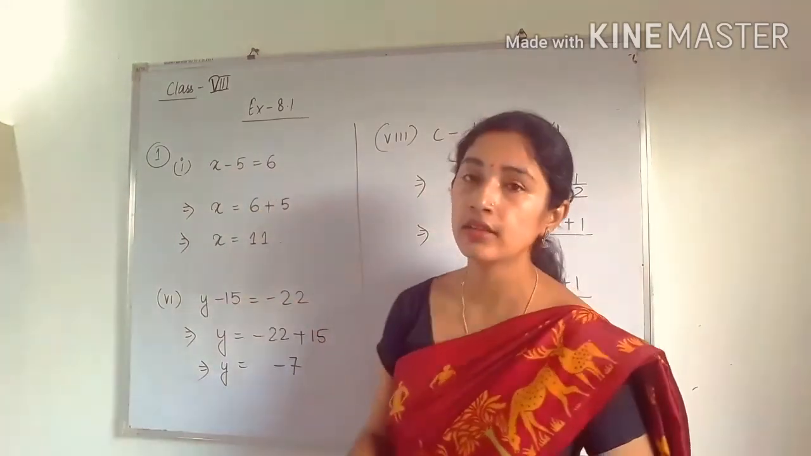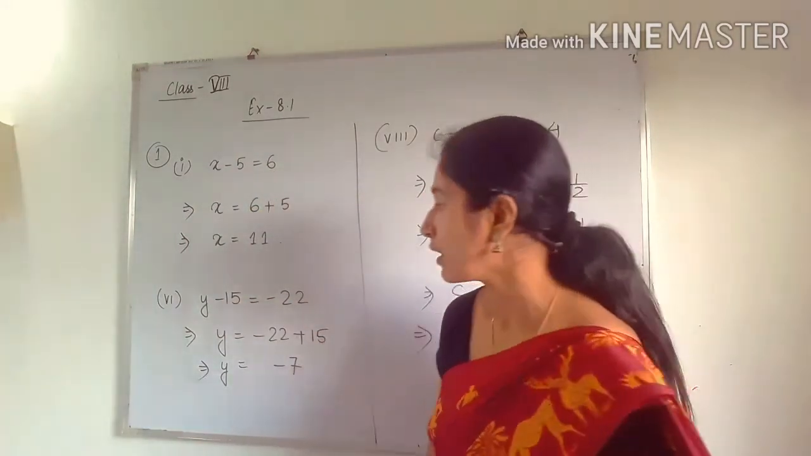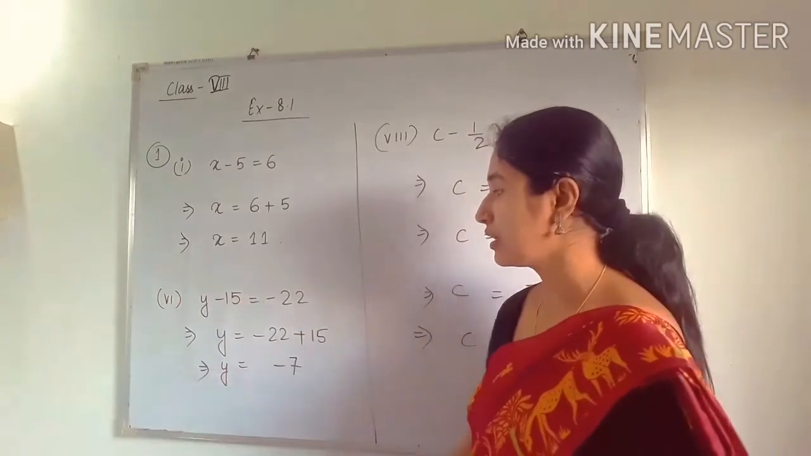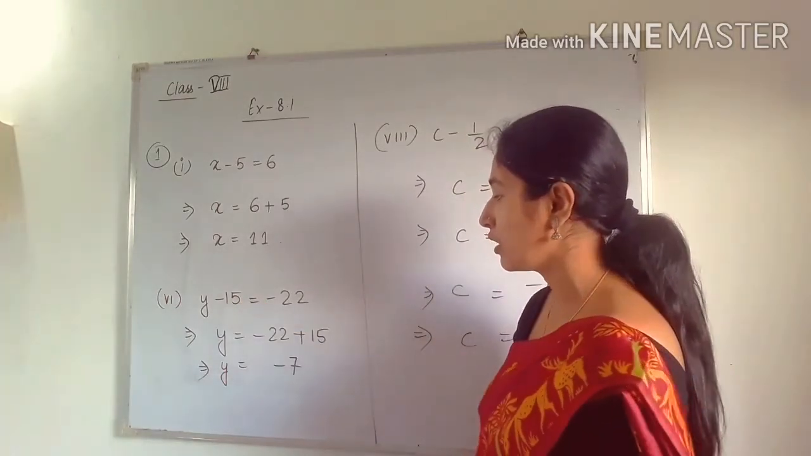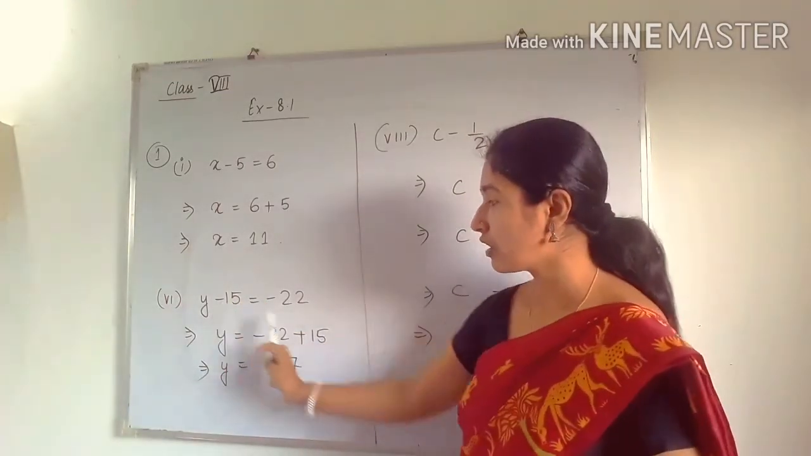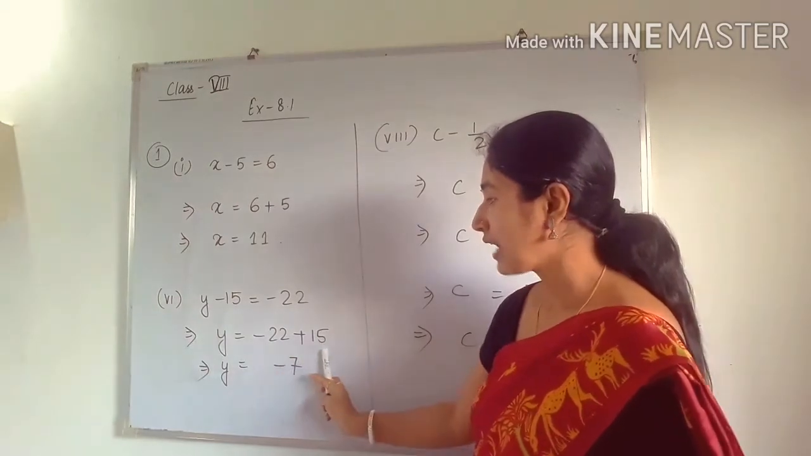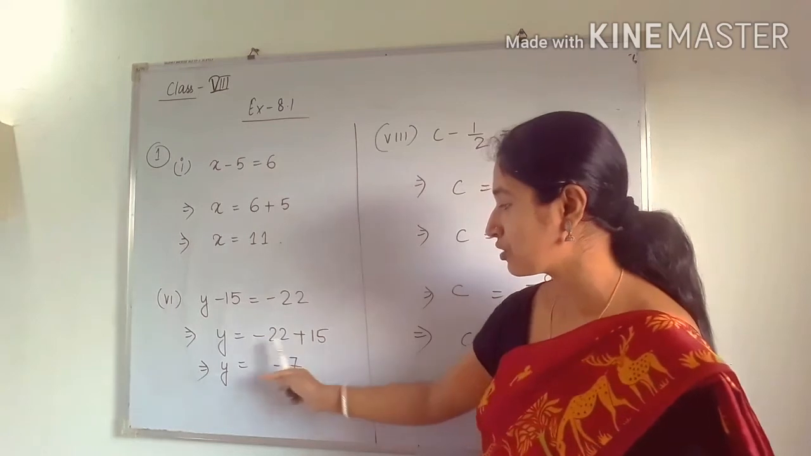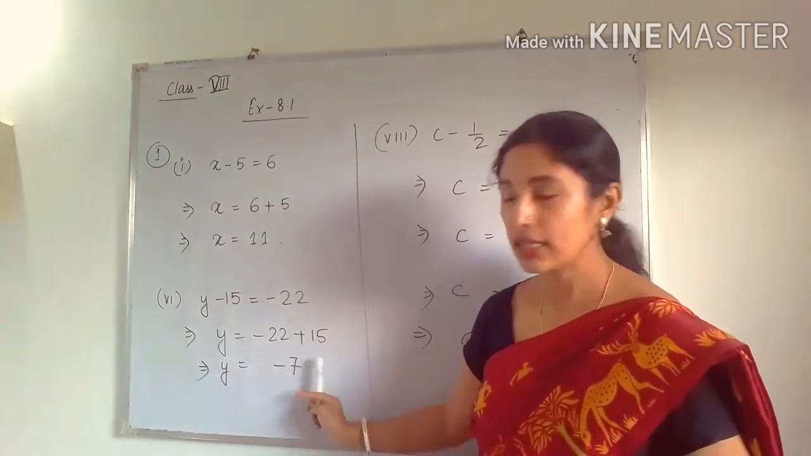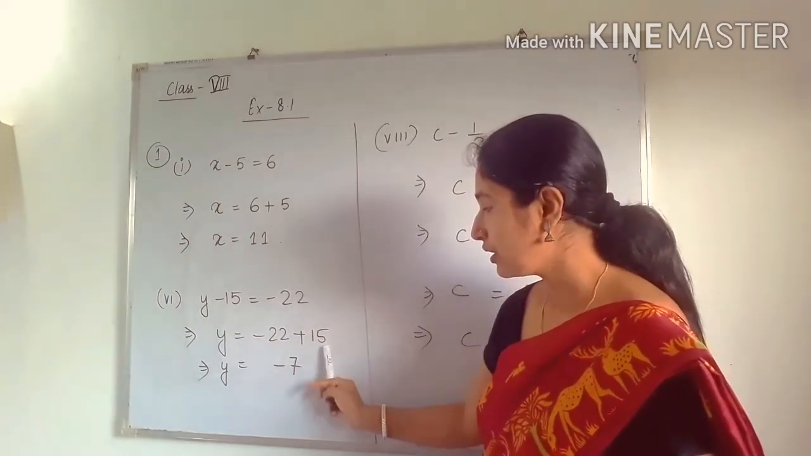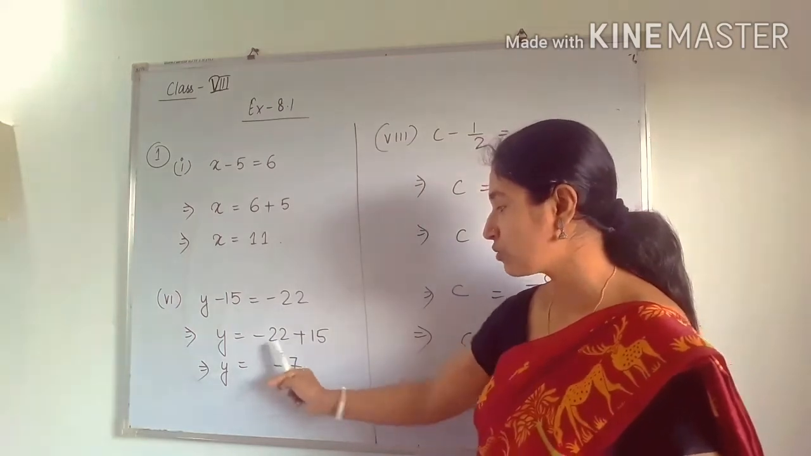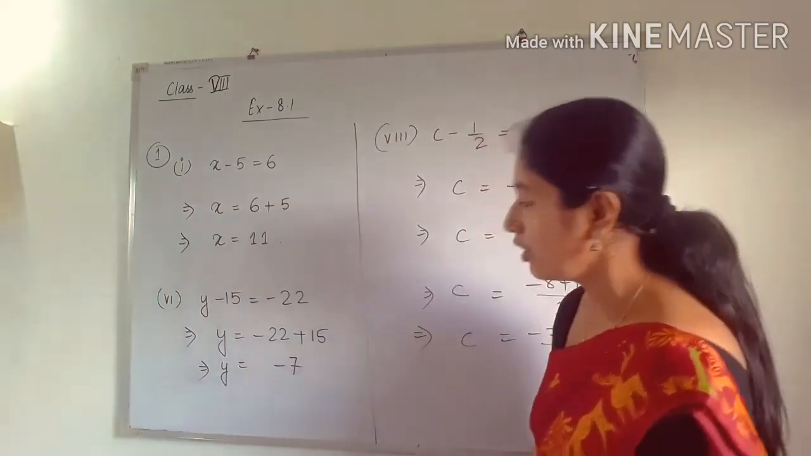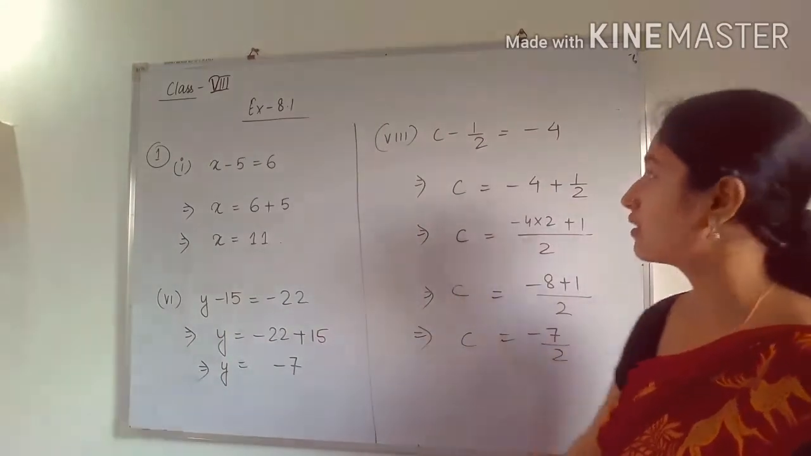So finally you will get the same answer, that is 11. Okay, so next to come to number 6, y minus 15 is equal to minus 22. So when minus 15 is transposed to that side, it will get added to minus 22, and you have to find the difference because both are, you can say, unlike numbers or symbols are unlike. So minus 22 plus 15 will be minus 7. So the value of y is minus 7.